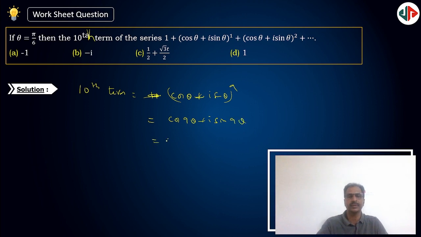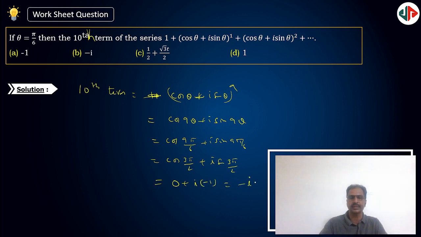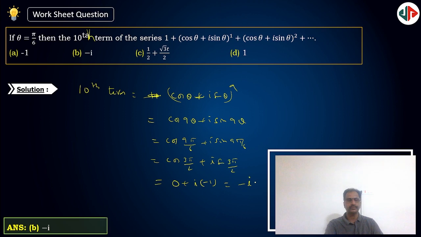And theta is given as pi by 6. So 9 into pi by 6, cos 9 pi by 6 plus I sin 9 pi by 6. 9 pi by 6 is nothing but 3 pi by 2. Cos 270 is 0, sin 270 is minus 1. So minus I. Option B.